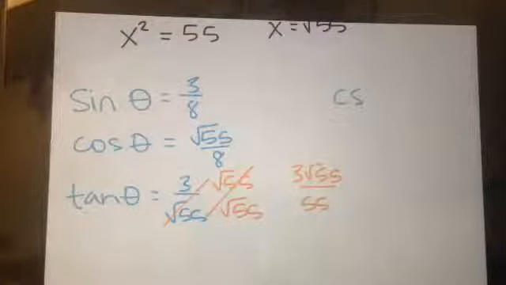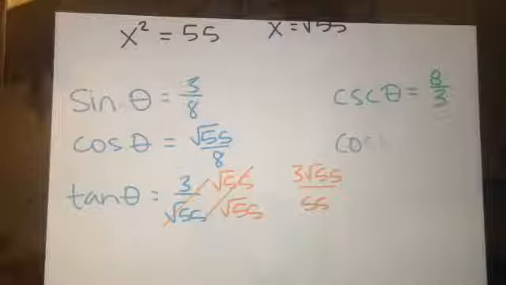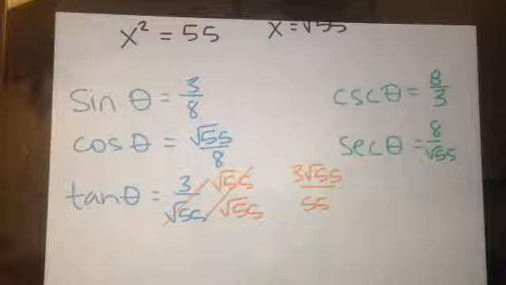So cosecant, we'll just flip 3/8 and make it 8 over 3. For secant, when we flip it, we get 8 over the square root of 55. We're not allowed to have that as an answer, so I'm going to multiply it by root 55 over root 55. So the actual ratio is 8 root 55 over 55.